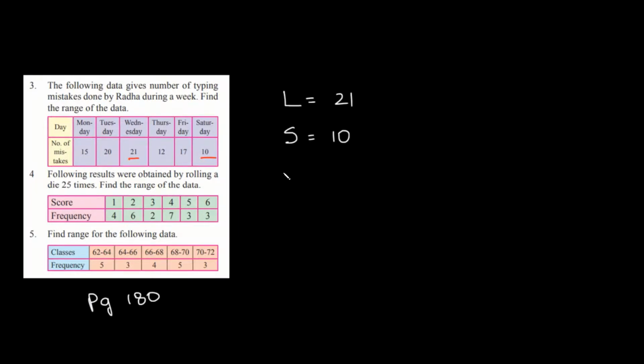And therefore range is equal to, so this is the third sum which we are doing, range is equal to L minus S, which is 21 minus 10, which is 11. It is as simple as that actually. The fourth question can also be solved in the same way. The question is, the following results were obtained by rolling a die 25 times. Find the range of the data.